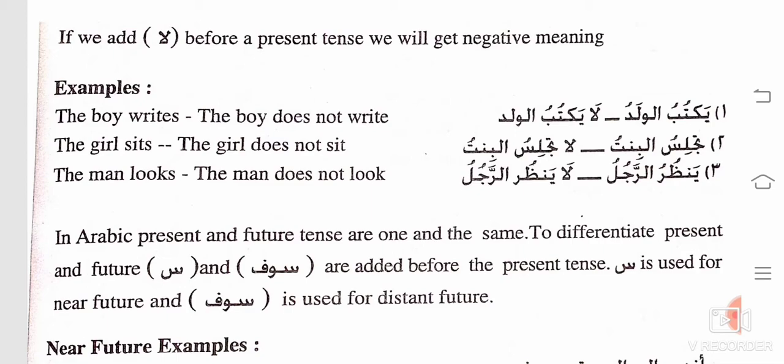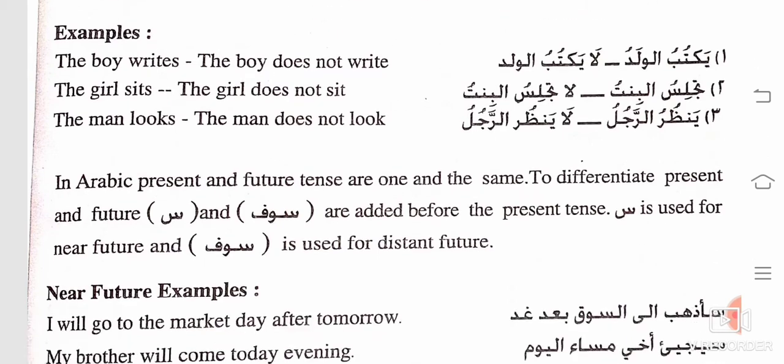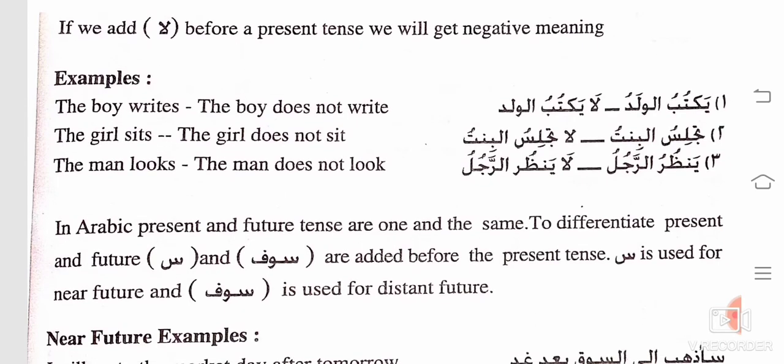Tajlisul bintu means the girl sits. La tajlisul bintu means the girl does not sit. Yanluru rajulu means the man looks. La yanluru rajulu means the man does not look. So this is how we make a negative form of present tense.